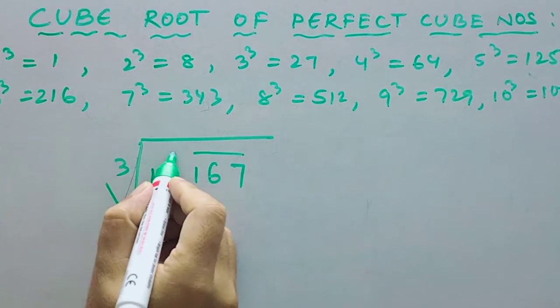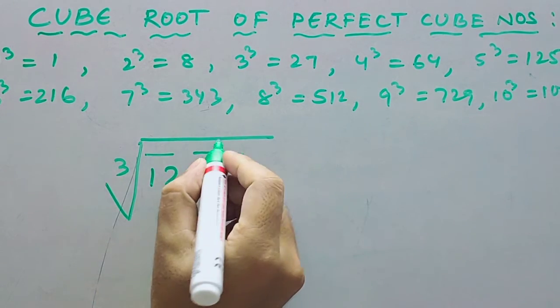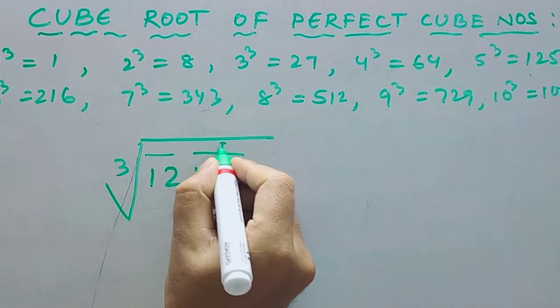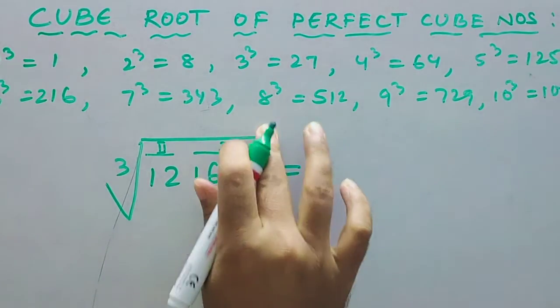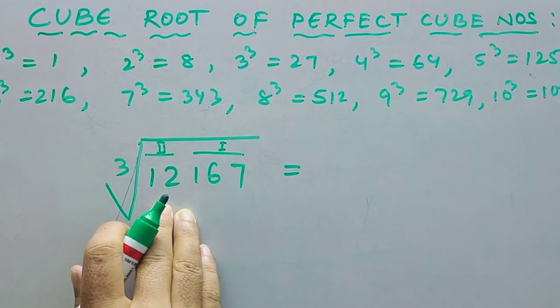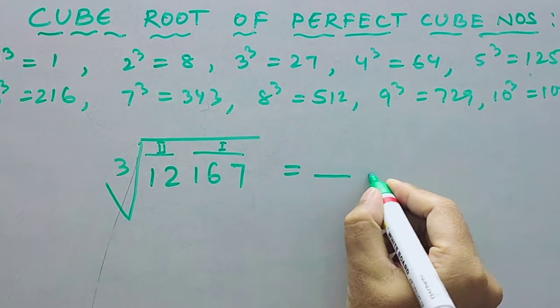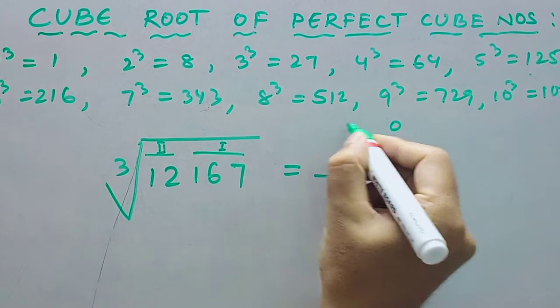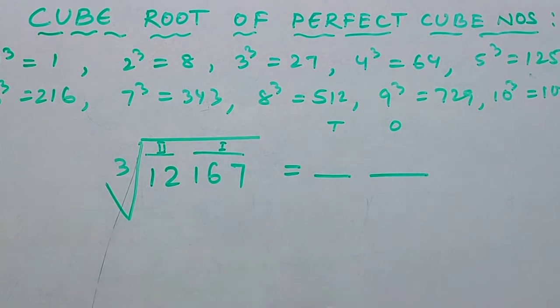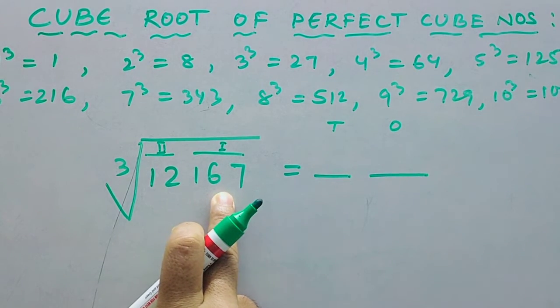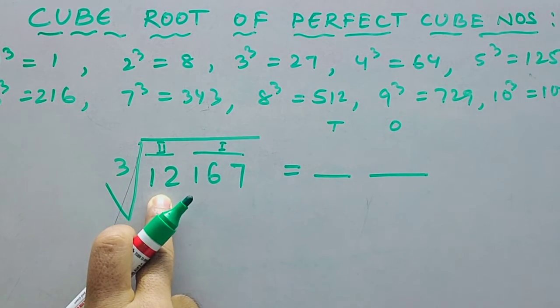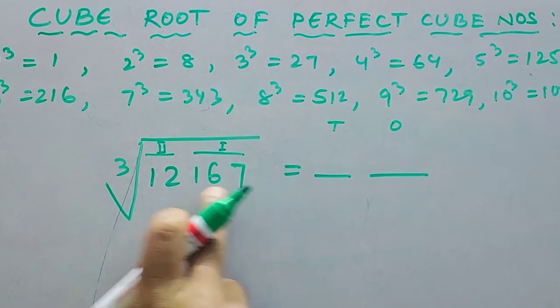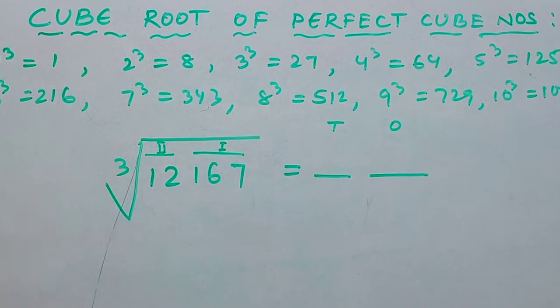So this first group is 167 and the second group is 12. This grouping shows that if you find the cube root of this number, it will come as 2 digits. One will be in the ones place, one will be in the tens place. The ones place will be given by the first group, 167. The tens place will be given by the second group.